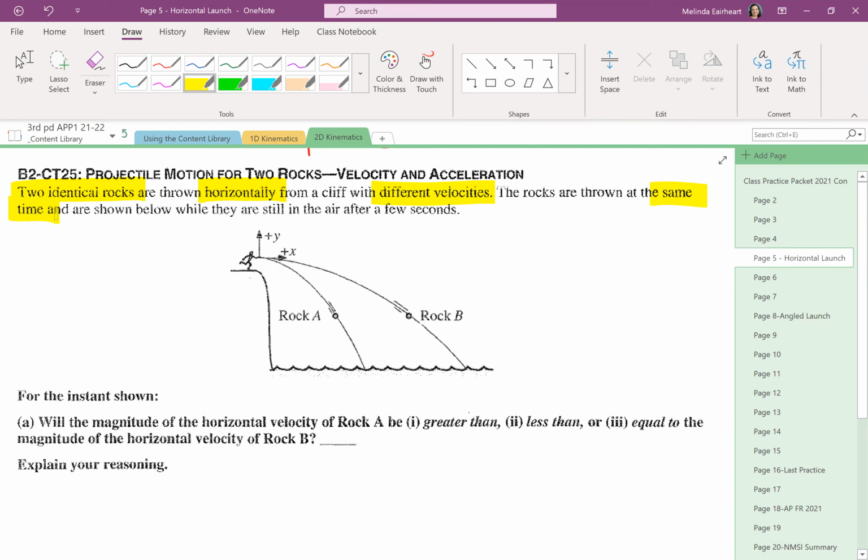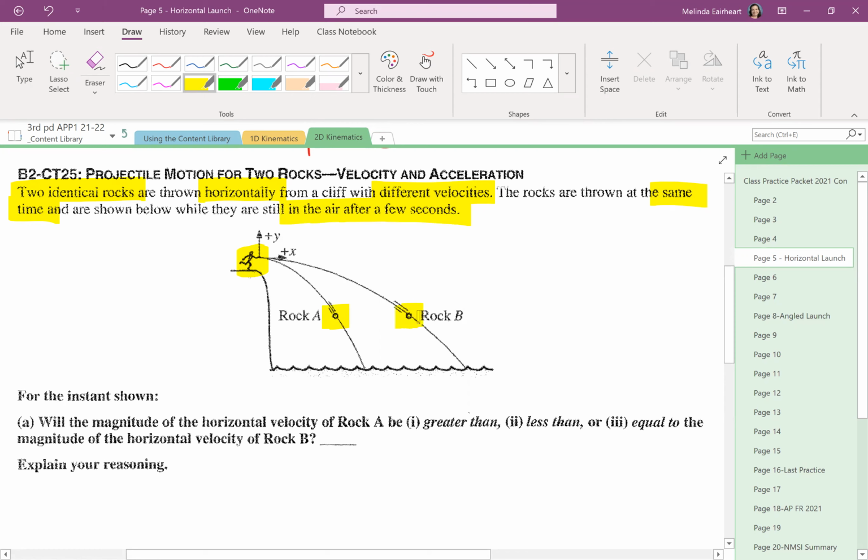Okay. And so we start the timer the same. They're thrown from the same place. Notice your hand, the thrower, is on top of a cliff. They've already defined the positive direction for us, up and to the right, pretty standard. And then it says a few seconds after they're thrown, they're still in the air.